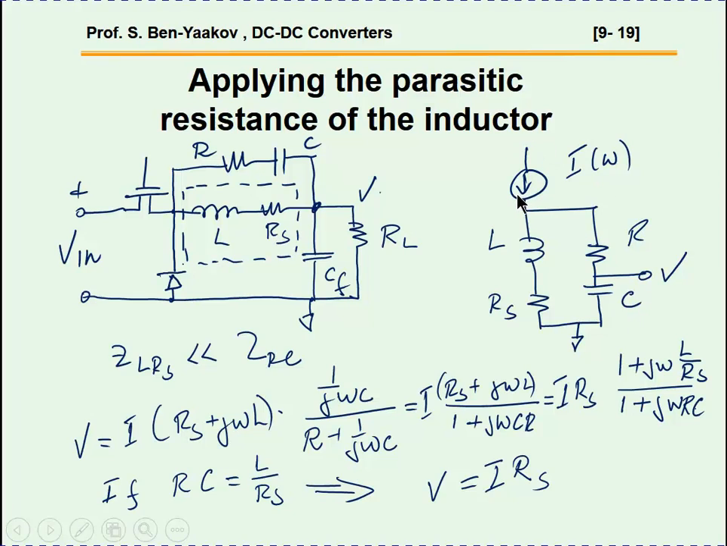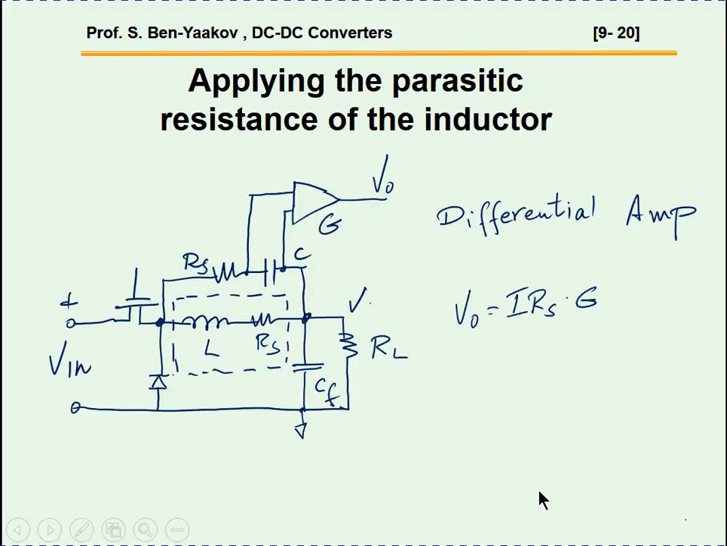Very, very neat. To make this one, you have to have the time constants here equal, that is RC equal to L over RS. So if you choose RC in this way, you'll get an output which is equal to I times RS. Beautiful.